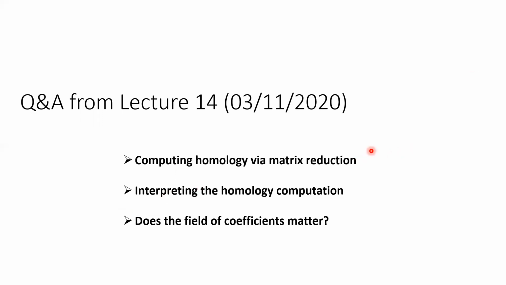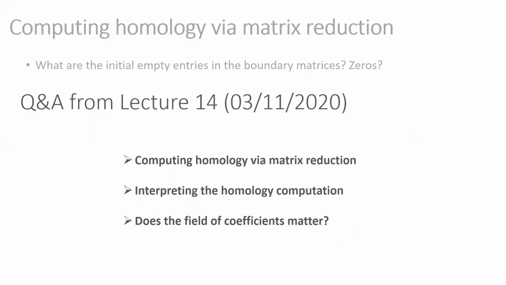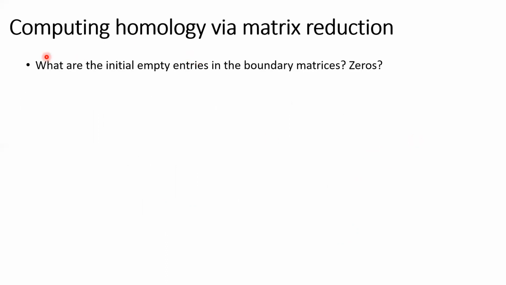So I pulled most of your questions into these 3 sections, but if I didn't get to your question here, please feel free to ask again during office hours. So again, the first type of questions we got were regarding the computation of homology via the matrix reduction algorithm. So here's the first question. What are the initial empty entries in the boundary matrices? Are these entries 0? The answer to your question is yes.